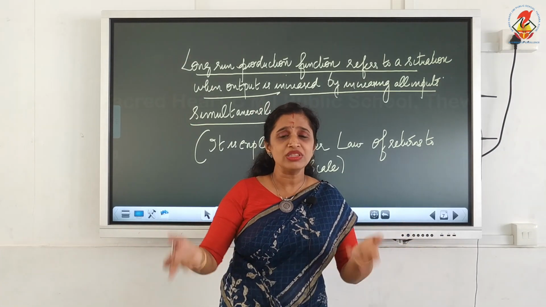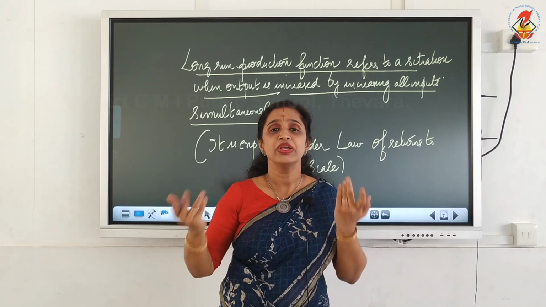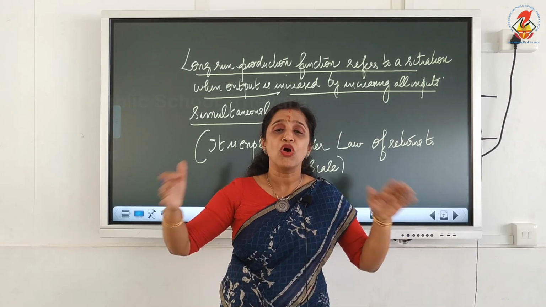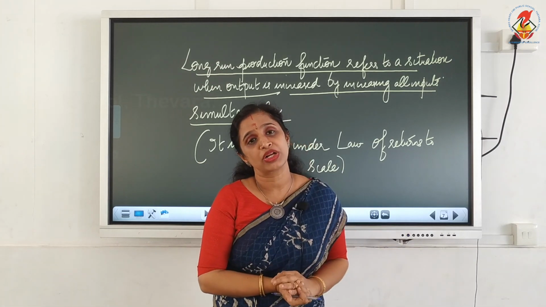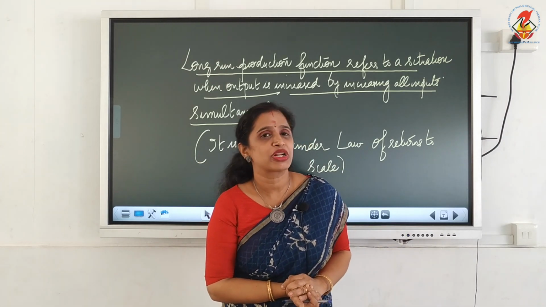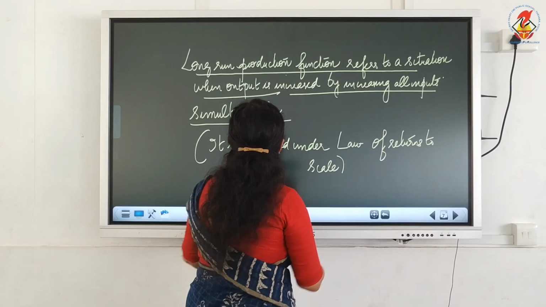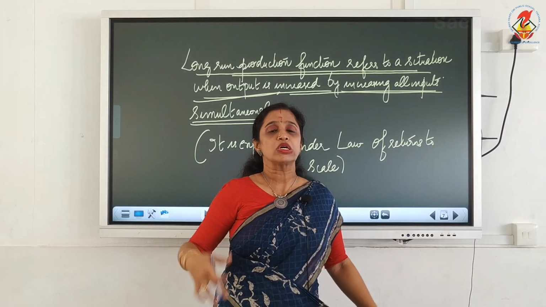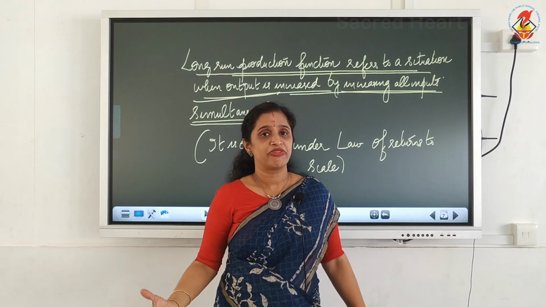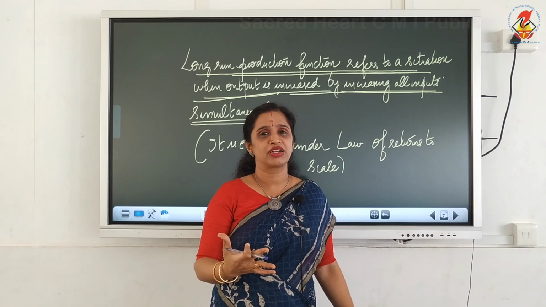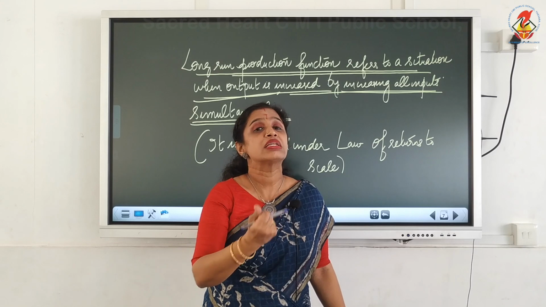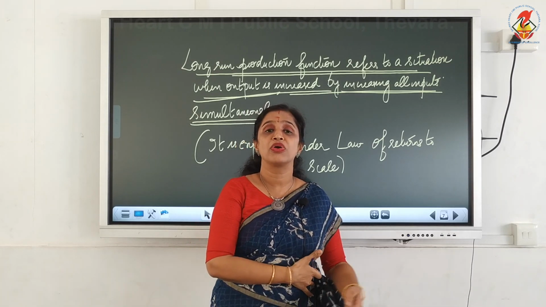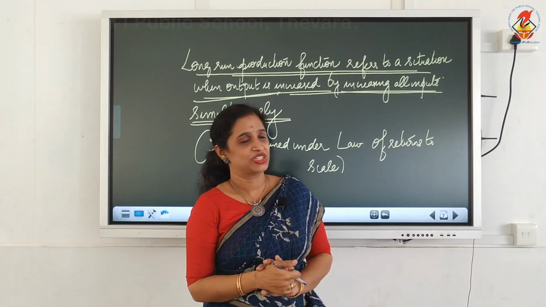So by increasing all the factors of production simultaneously, we call it a long run production function. So what is a long run production function? Long run production function refers to a situation where output is increased by increasing all the inputs simultaneously. By increasing raw materials, variable factors, and by increasing the area of land, fixed factors, we are trying to experience an increase in production. That kind of production function is known as long run production function.